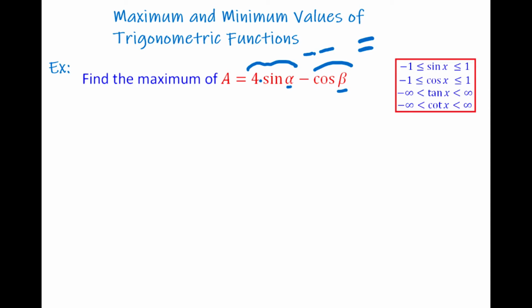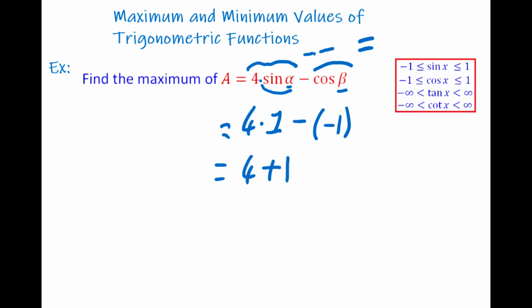And the highest value for sine of alpha is +1, so I can have 4 times +1 for the sine alpha part. Minus for cosine beta, the smallest value is -1, so I can make this part -1 to make it positive in the next step, okay? So in the next step, we're going to have 4 + 1, which is going to be 5, guys. So the highest value for a, which is 4 times sine alpha minus cosine beta, is 5.